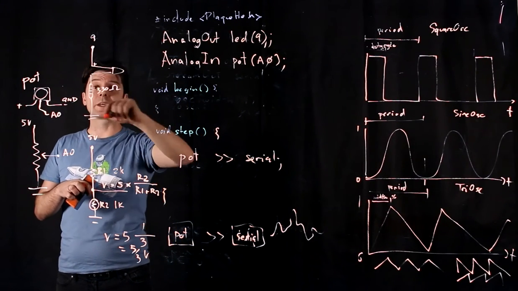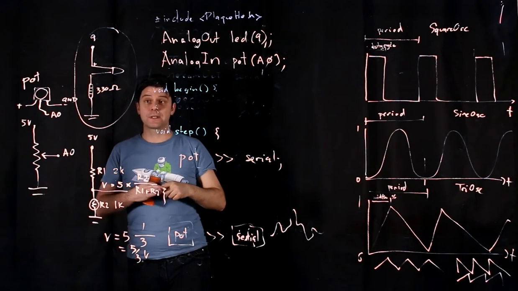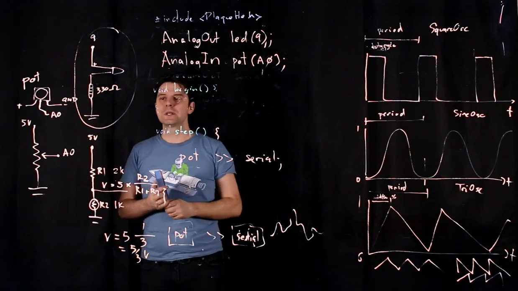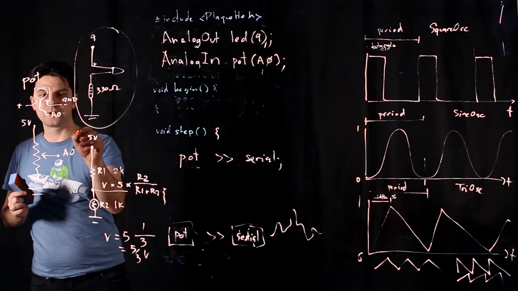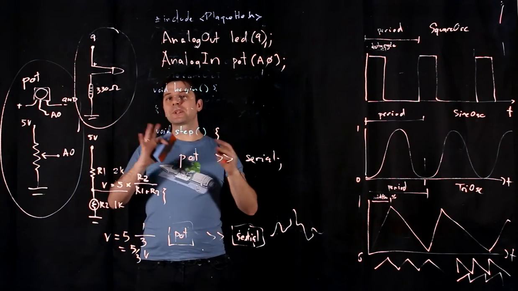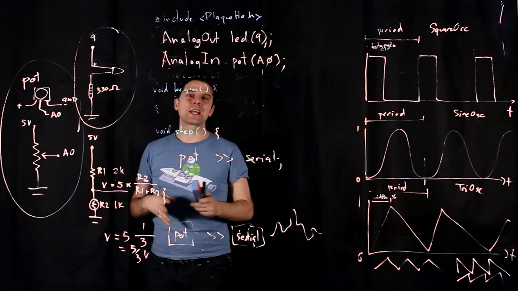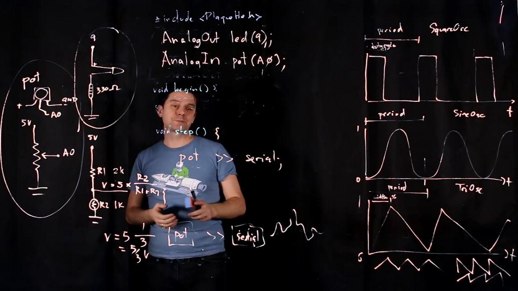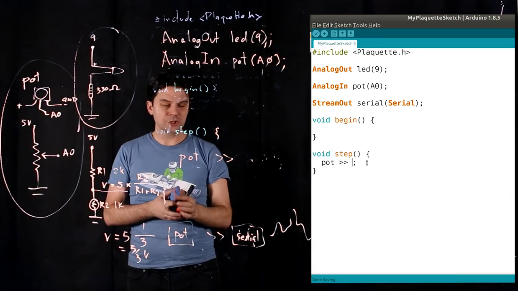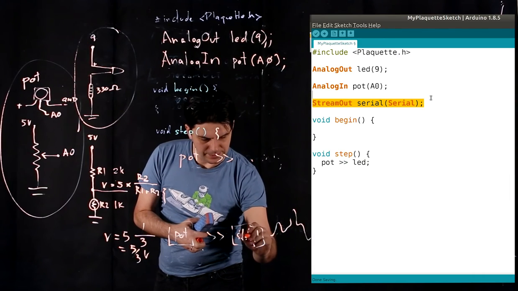This is a schematic of how you will want to wire this LED to pin number 9. You need to add a little resistor to prevent it from being damaged, and then you will wire your potentiometer by putting one leg on the plus, one leg on the minus, and the middle leg into the analog input pin on your Arduino board. And once again, we'll simply take that potentiometer and send that value directly to the LED.